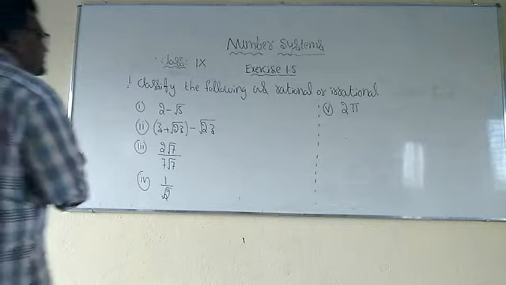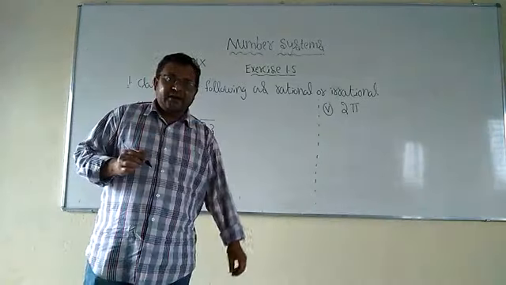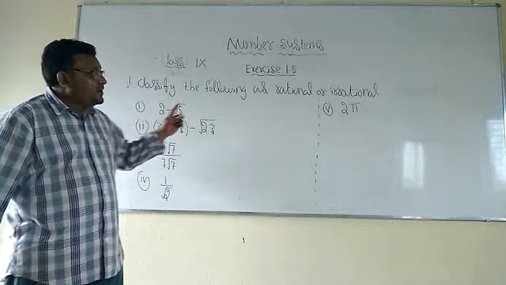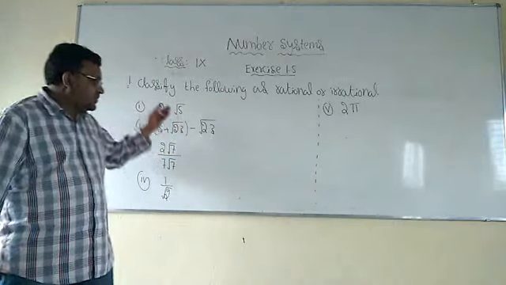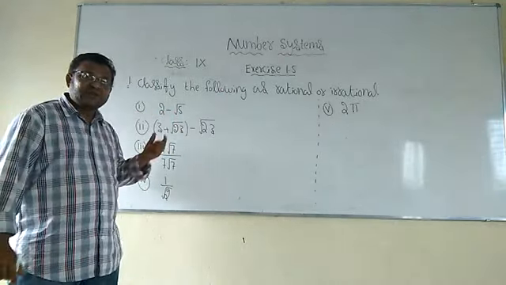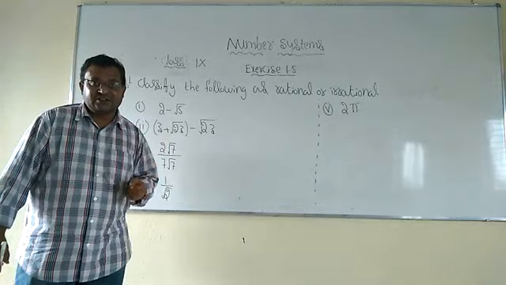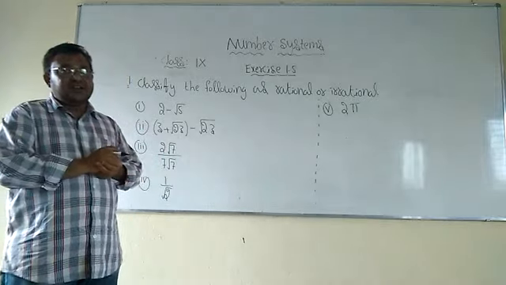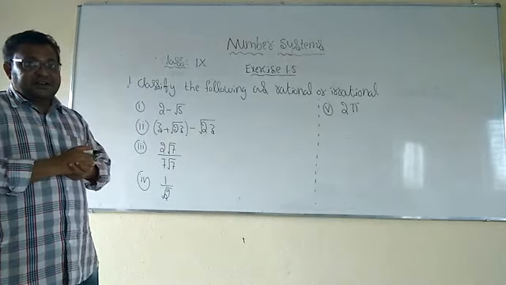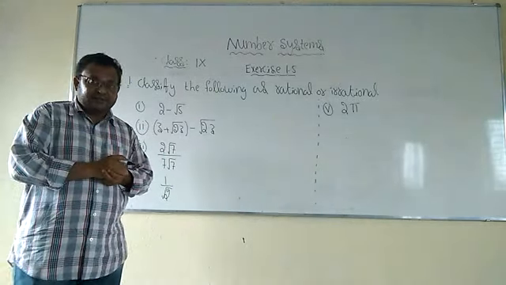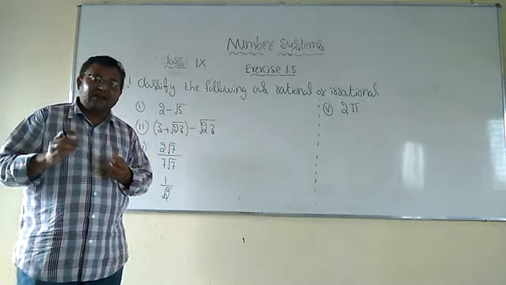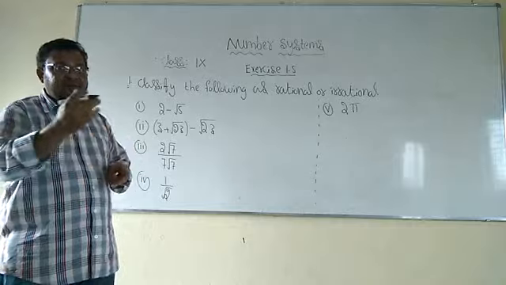In exercise 1.5, the first main is given as: classify the following as rational or irrational. Some numbers are given here. We have to classify those numbers as rational or irrational by using the four mathematical operations on rational and irrational numbers, which I already explained. That means addition, subtraction, multiplication and division of rational and irrational numbers.